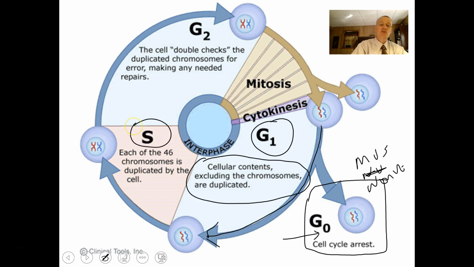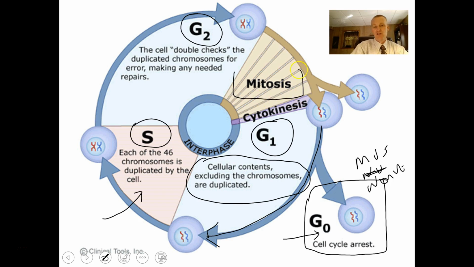They then go through the S stage. This is where all of the genetic material is duplicated. So your 46 chromosomes are duplicated, and there's a double set of chromosomes. It then goes through a gap 2 phase where more growth occurs, and you have checks for errors. Your cells will make sure that the chromosomes are in the right number, and they make any kind of repairs they need to before they go through cell division.